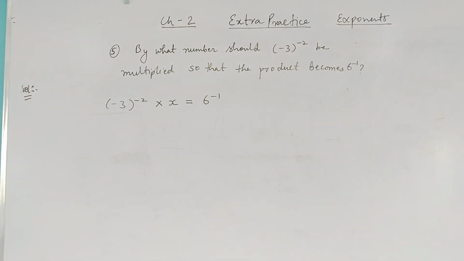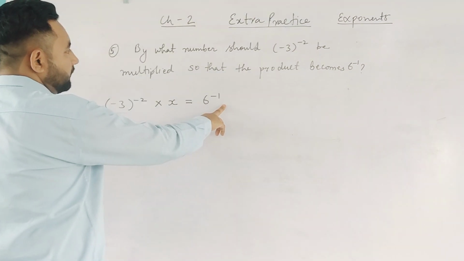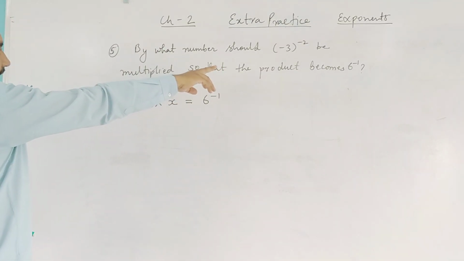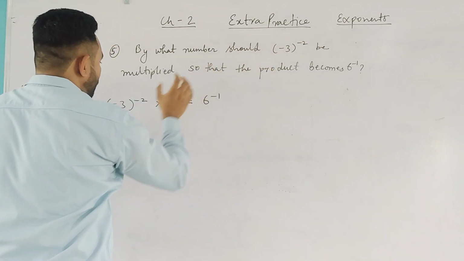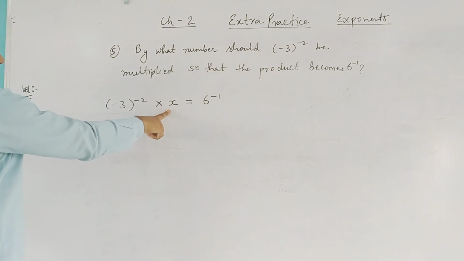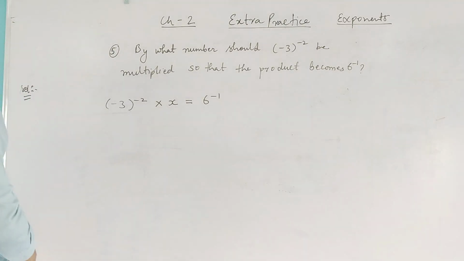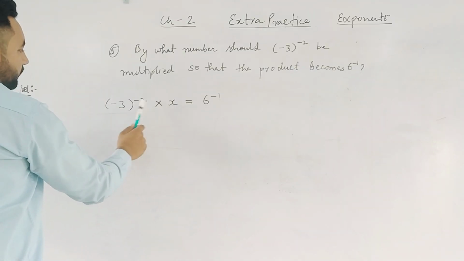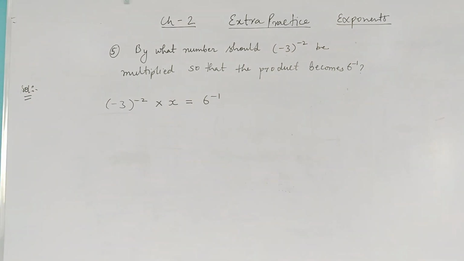What I have done here: minus 3 to the power minus 2 multiplied by x equals what? 6 to the power minus 1. Because here it is already written by what number this should be multiplied, so I have multiplied this by x, so that the product becomes 6 to the power minus 1. I have taken the product of minus 3 to the power minus 2 and x.